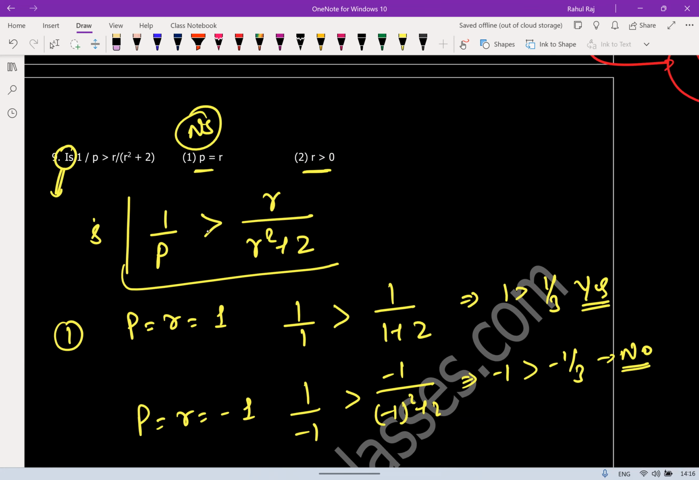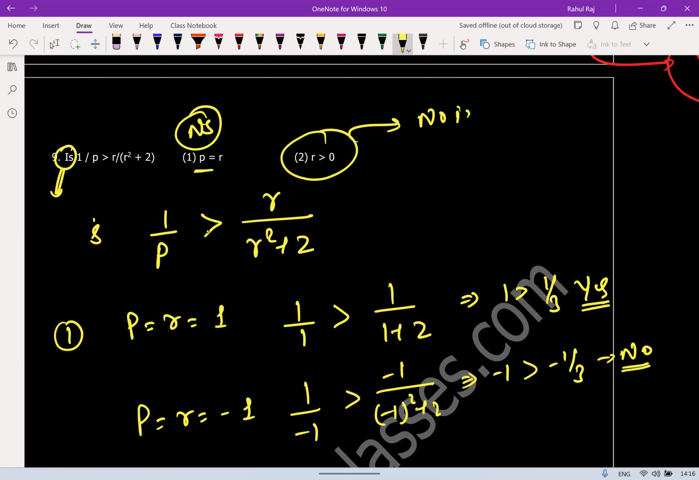Option number 2 says what? R is greater than 0. But technically, saying R is greater than 0 gives us no idea about the value of P. You take any P, R value, it doesn't matter to me at all. For 1 by P, I'll take 1 over 100, and I'll get the left side as 100. So technically, creating a yes and no situation in option number 2 is a simple job, because you have no idea about the value of P.